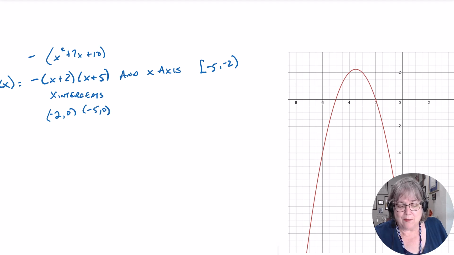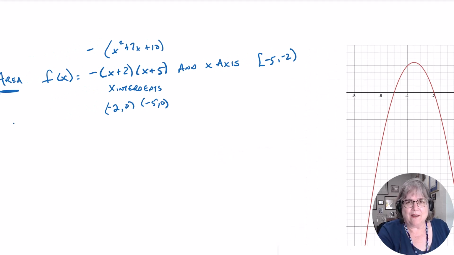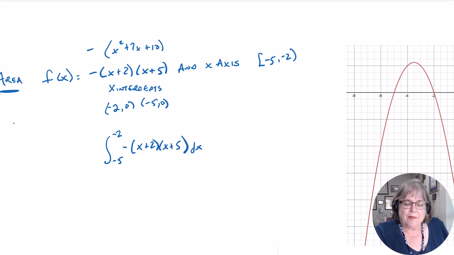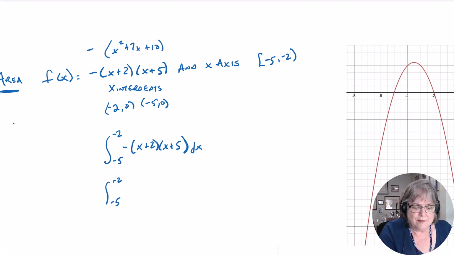Because they want positive numbers. If they just ask you to integrate it, if they just say, integrate this from -5 to -2, dx, then they're not saying anything about the area. If they just ask you to perform this function and just integrate it, then you just come up with a way to integrate this. You would need to multiply it out and say it's the negative of x squared plus 7x plus 10.